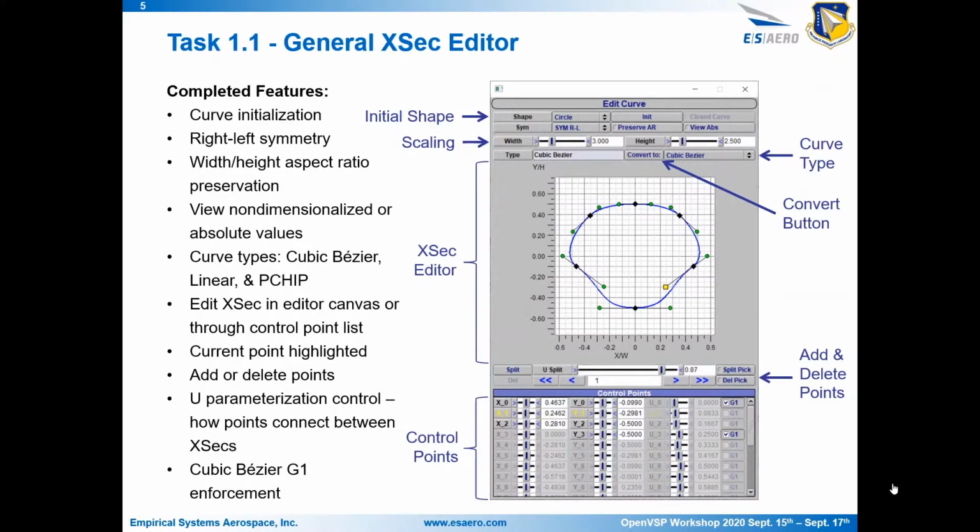You can delete control points using the delete pick button, so that allows you to toggle it on and then just click on any control point and it'll remove it. Or you can also select a control point and click the delete button on the left side here. And I'll give a demo of this cross-section editor in a minute.